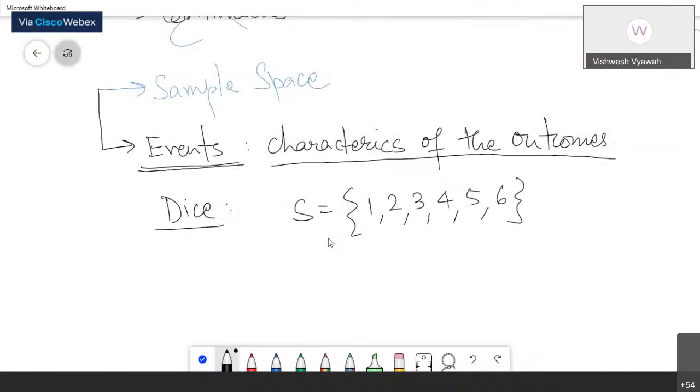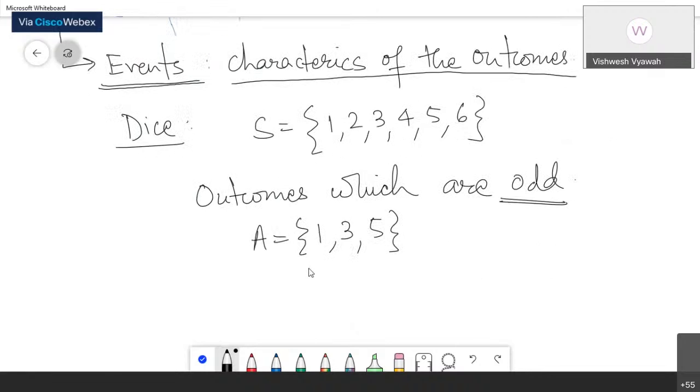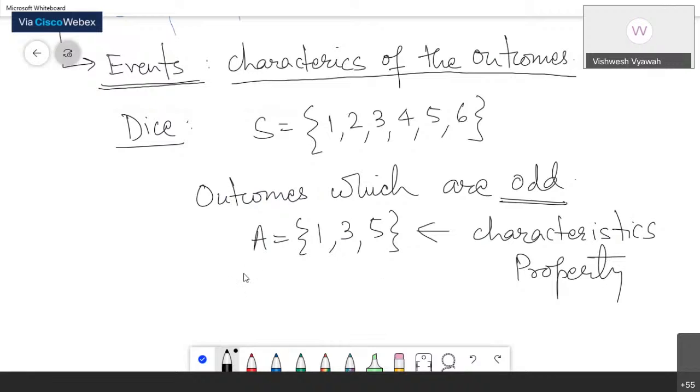Now I am interested in the outcomes which are odd. I am interested in all the outcomes which are odd. What will be that? So I'll define another set A which contains all the odd outcomes. What are these odd outcomes? 1, 3 and 5 basically. Now here I am talking about a special characteristic, a special property of the outcome, and you will immediately notice that this A is a subset of S.